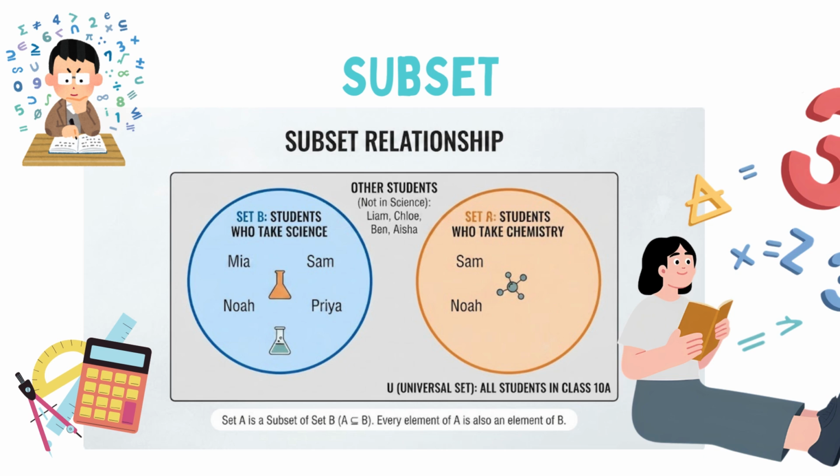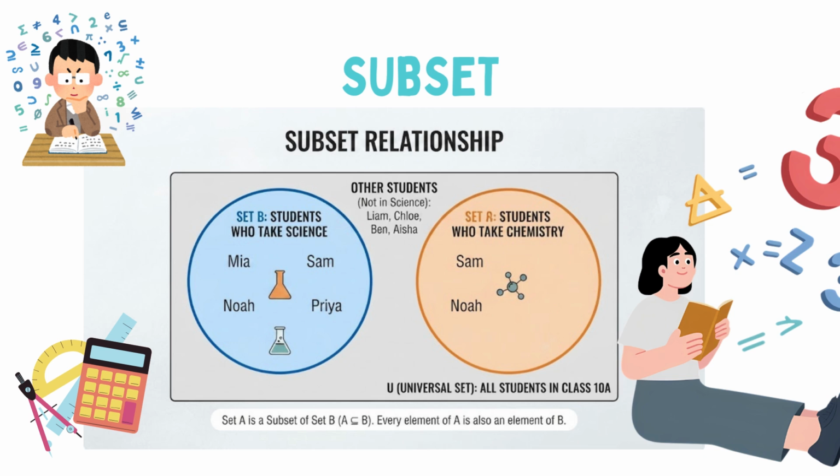Second, the smaller, orange circle, students who take advanced calculus. Notice that the entire orange circle sits inside the blue circle. This is because both Sam and Noah, the students taking advanced calculus, are also automatically part of the larger maths group.